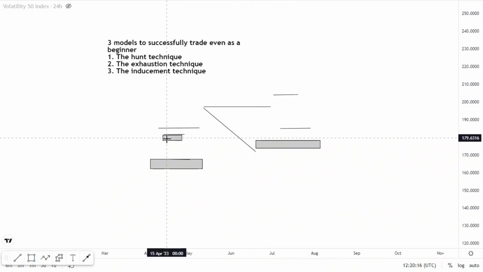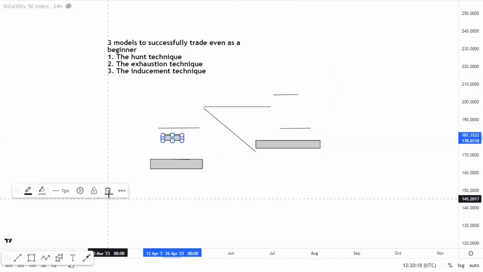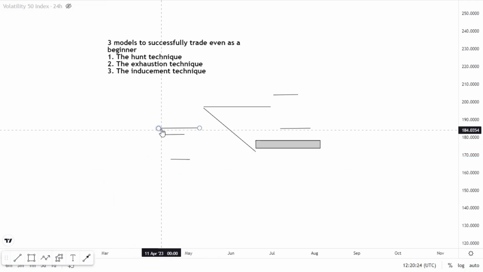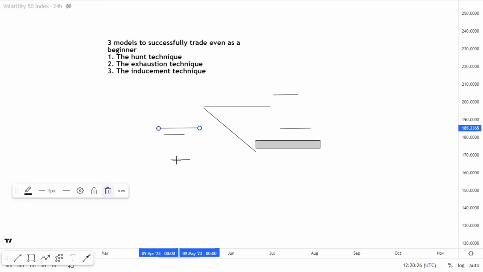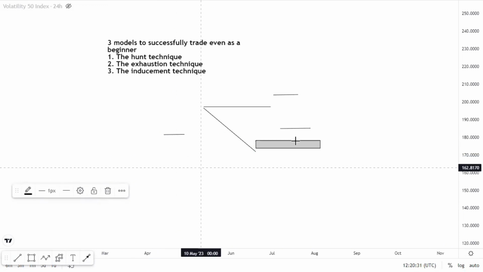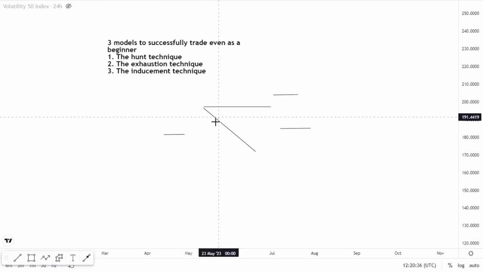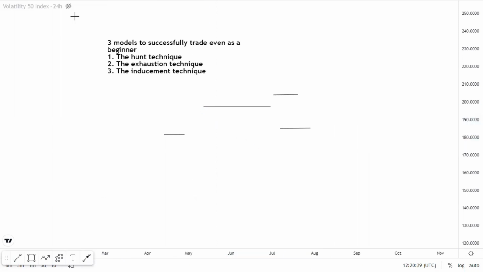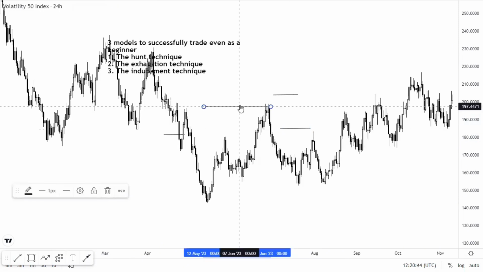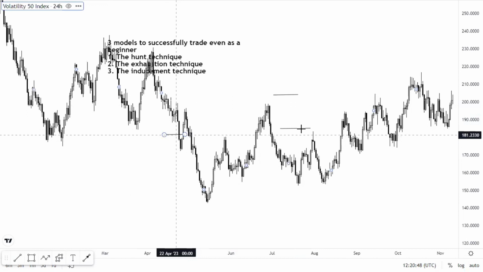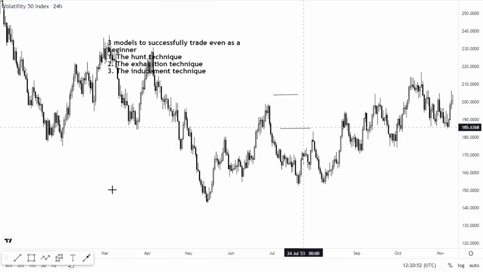Hey guys, remember we have the ONT technique, we have the inducement technique, and then we have the exhaustion technique. So I'm going to go into the chart right now and explain to you guys. All right, so this is Volatility 50, and that is what we're going to be using for our explanation.